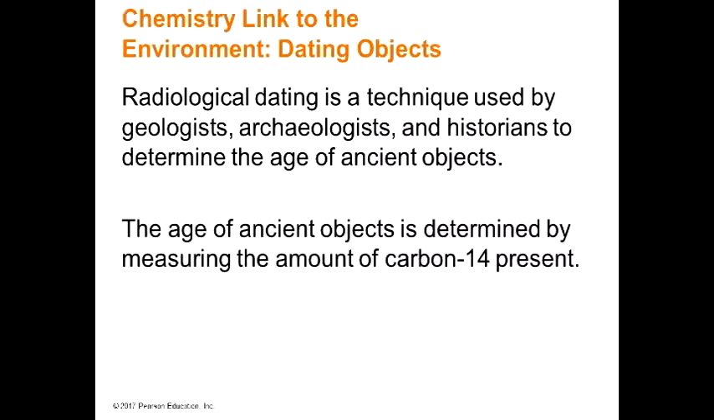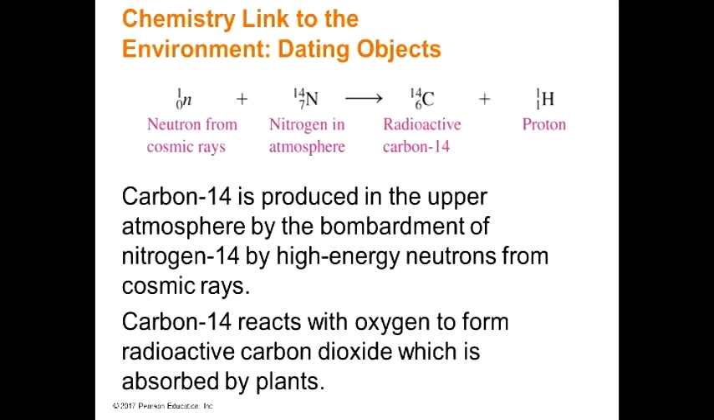And so what do we have? Here it is. Carbon-14. So we know that a neutron, from cosmic rays, hits the nitrogen-14, and this is what's called nitrogen-14, where we get the 7, we know, from the periodic table. And carbon, periodic table. Carbon-14, and it has 6 protons. And this is how it decays. Okay? So carbon-14 is produced in the upper atmosphere by bombardment of nitrogen-14 by high-energy neutrons from cosmic rays.